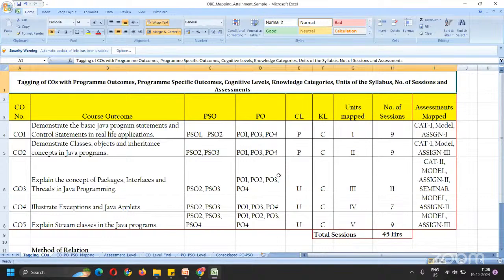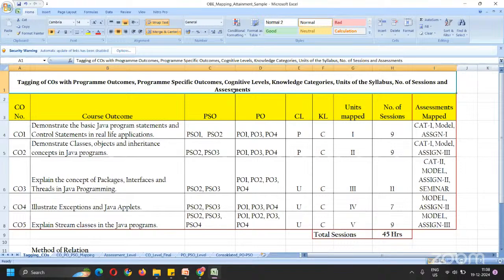So first we are going to do the tagging of all our course level outcomes which we have set for our individual subjects with the program outcomes and with the program specific outcomes, and also we are going to connect your outcomes with cognitive levels, knowledge categories, and the unit of the syllabus. Along with your syllabus you are going to tag your COs, and you are going to set the number of sessions which is allocated for particular COs, and also the assessments I am going to link all my COs to. Okay, so I call it a comprehensive view of a course.